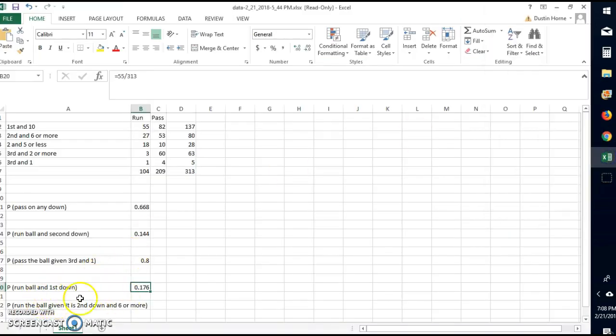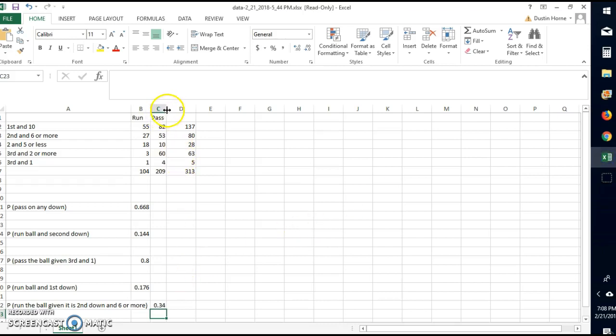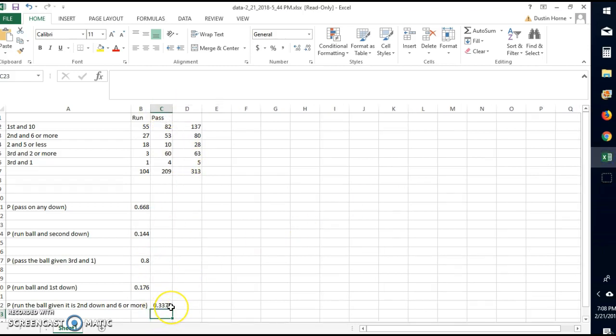The probability that I run the ball given it's second down and 6 or more. So second down and 6 or more, given that it is this. Out of those 80 times, how many times did I run the ball? I ran the ball 27 times. So do 27 divided by 80 and you get 0.338. We want to round to the third decimal place, okay?